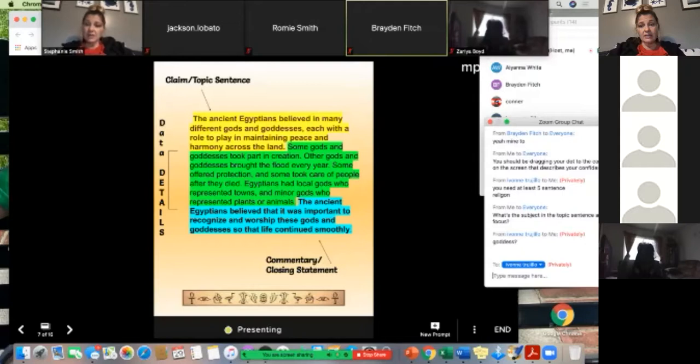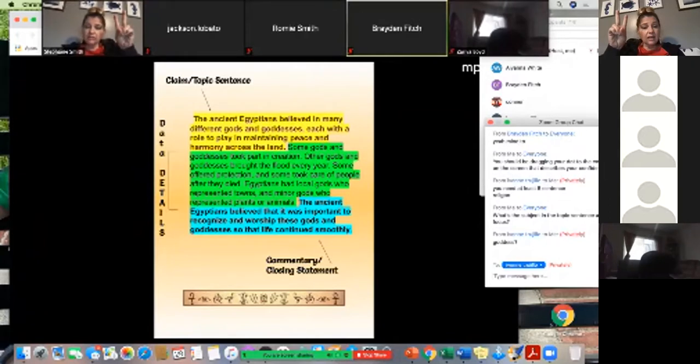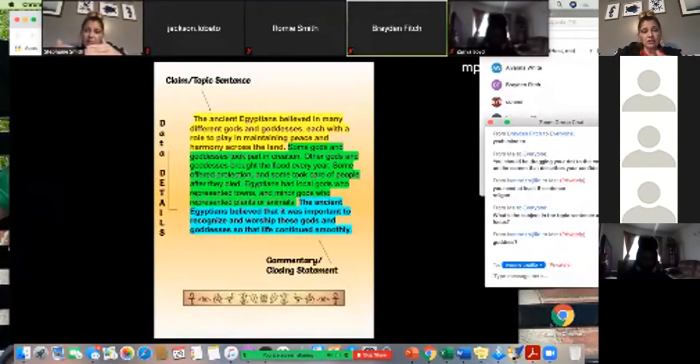Now we've got some data here. Some gods and goddesses took part in creation. That's one piece of data to support that they believed in these different gods and goddesses. Other gods and goddesses brought the flood every year. Second piece of data. Some offered protection and some took care of people after they died. It's a couple more pieces of data. Egyptians had local gods who represented towns and minor gods who represented plants and animals. We've got 3 pieces of data in 4 sentences. Okay, that's well done. Didn't take that much.